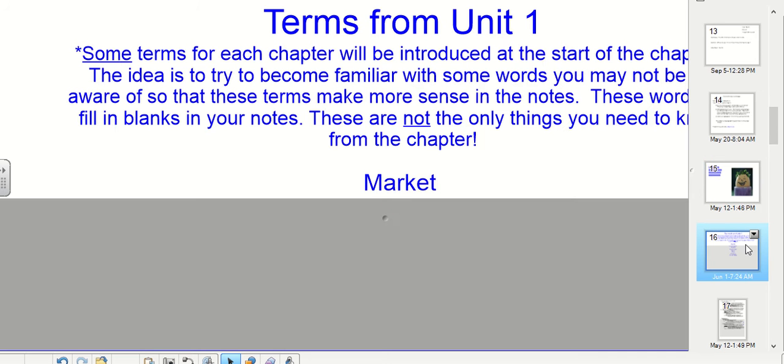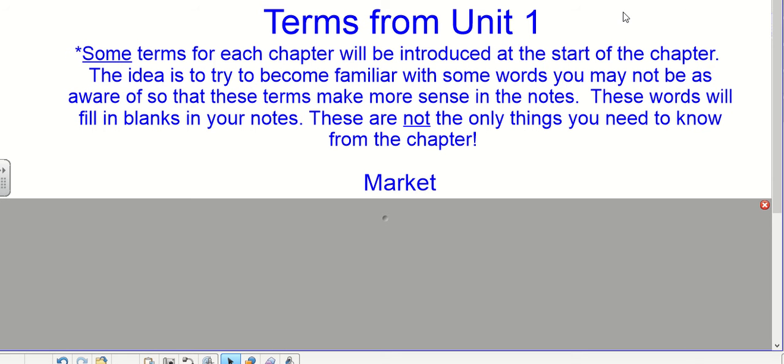Okay, notes. So ladies and gentlemen, every time we start a unit, we are always going to start off with terms for the unit. You do not need to write all of this gobbledygook. I'm just telling you this, but you do need to write terms from Unit 1 and write down these terms. They're going to be a great study guide for you.